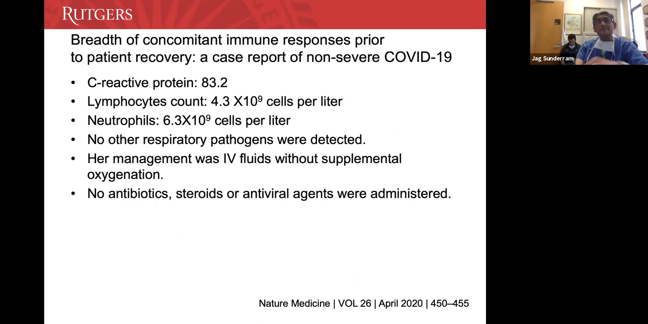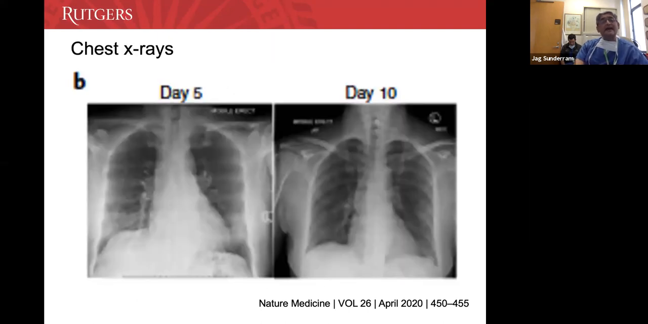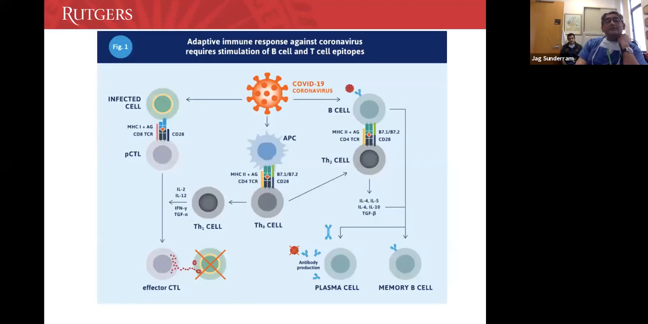At this point, I'm going to stop at the chest X-ray, and it's a little hazy because it's a blown up image from the paper, but you see on day five haziness in the periphery of the lungs on the left image, which clears by day 10. Now, I'm going to stop and talk about the immune response that's expected of a viral pathogen in the human system, so we understand what kind of immune response would be expected in this individual.